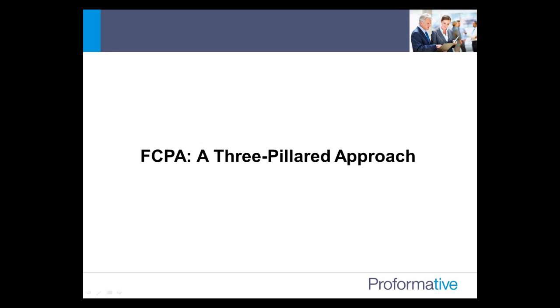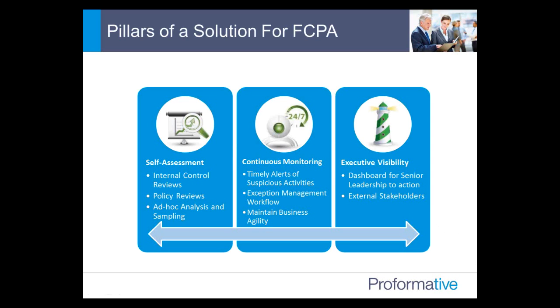approaching the solution? It will be very similarly modeled after what we talked about in some of the previous case studies, but really a three-pillared approach to a solution for FCPA was what we saw as a formulaic or systematic way of approaching the problem. The first of those pillars is self-assessment, and so conducting those internal control reviews, policy reviews, ad hoc analysis and sampling to gauge what the level of risk is in any particular business unit or geography you have in your organization. And for those business units and geographies that are of high risk, to implement continuous monitoring.